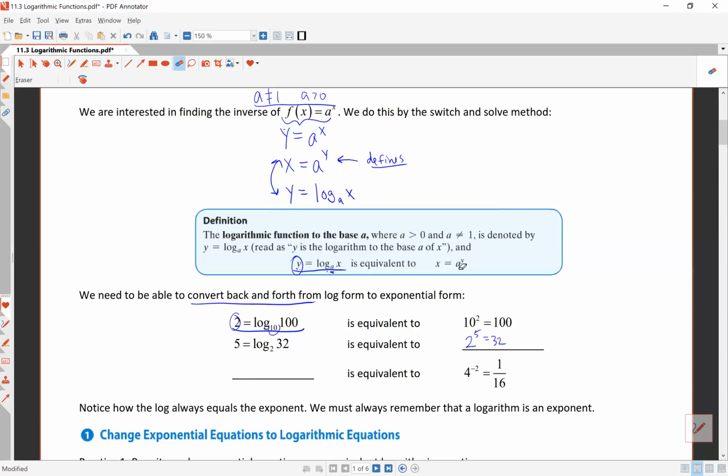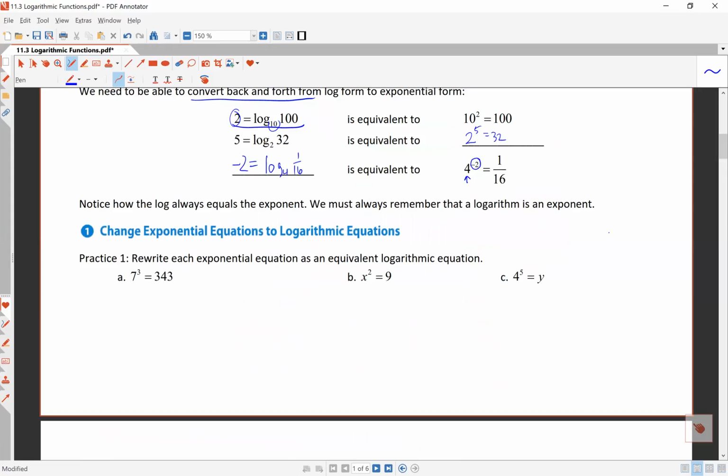Going the other way, we see our exponential expression is given, and the exponent is -2. The logarithm always equals the exponent. The base is 4. The a or the base is 4, so that's log base 4 of 1/16. So notice here how the log always equals the exponent. We must always remember that a logarithm is an exponent.